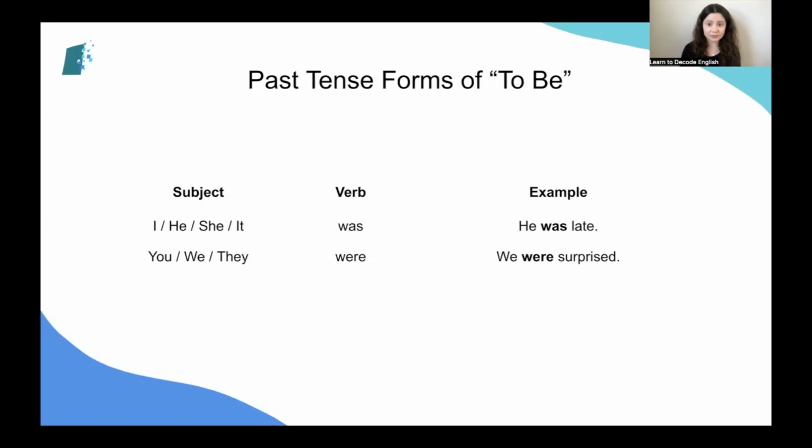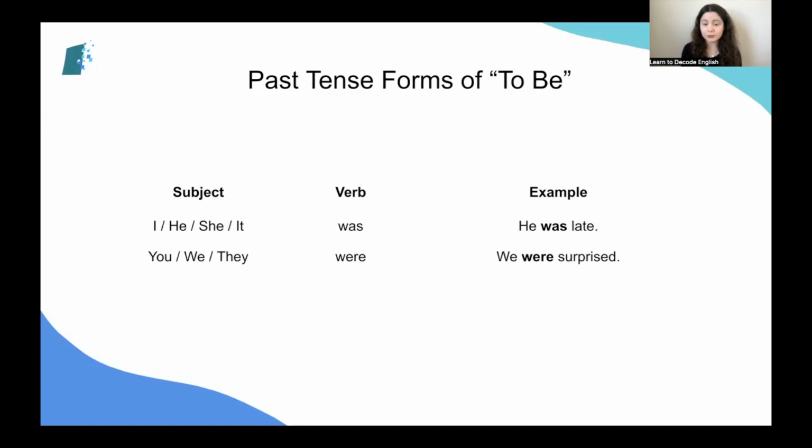The past tense of the form to be is a little simpler because we only have 2 versions. The 2 versions are was and were. The verb was is used for singular subjects, such as I, she, he, and it. And the verb were is used for plural subjects, or the word you, whether it is plural or singular. You were, we were, they were.